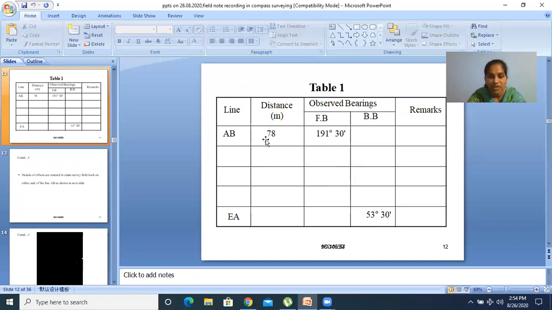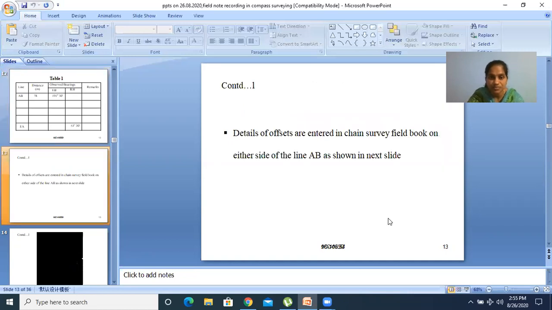So AB, the distance is 78 meters, and the forebearing of AB is 191 degrees 30 minutes, and the back bearing of EA, which is taken from A station, is 53 degrees 30 minutes. So these are the forebearing and back bearing of the lines taken from A station, entered in the table. Then next we have to shift our instrument to the next station. What is the next station? Our next station is B station. Then we will shift the instrument to the B station.